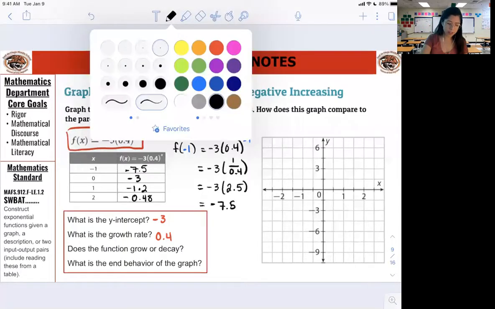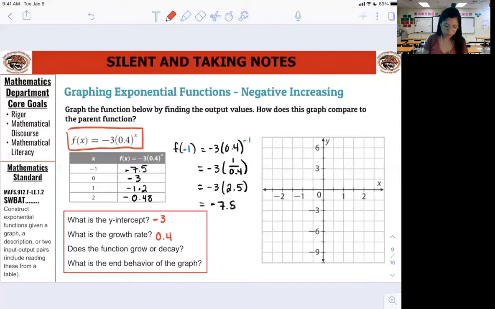So let's just graph it. Let's see what that actually looks like. Negative 1, negative 7.5. It's actually right here. Nice. 0, negative 3. 1, negative 1.2. And then 2, negative 0.48.